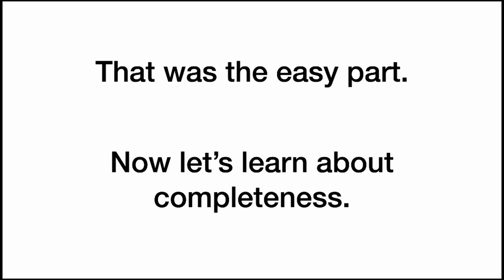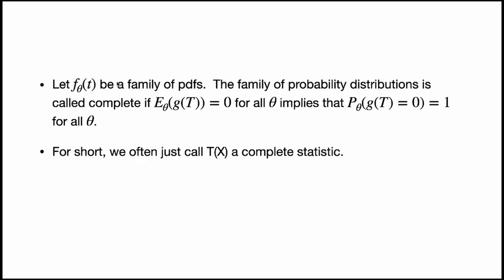So ancillary was sort of the easy part. Now let's learn about completeness. So let's say we have a family of PDFs. Okay, so this is our sufficient statistic T, and the distribution of our statistic, of course, is going to depend on our parameter theta. So that's what this theta means, that the distribution of T depends on theta.